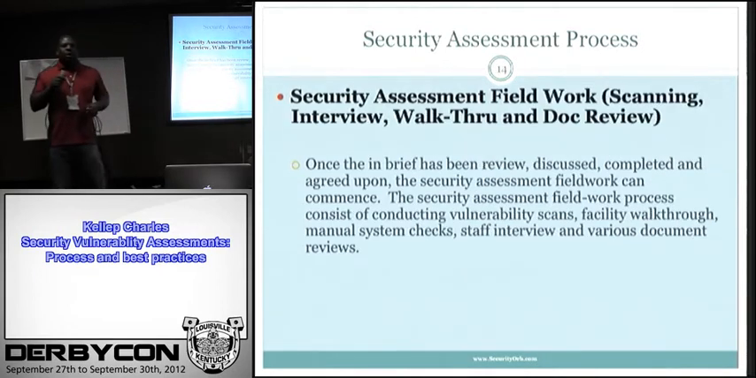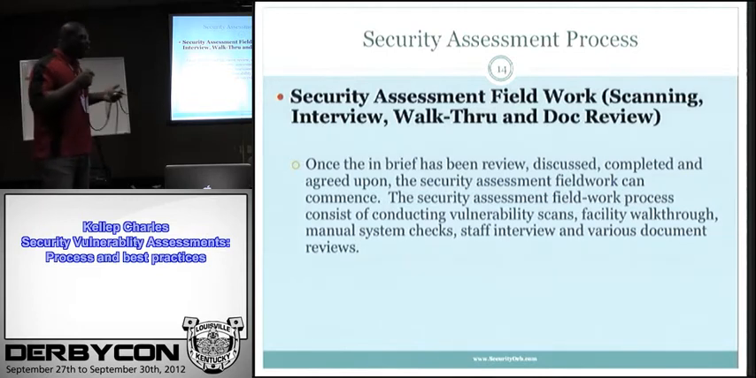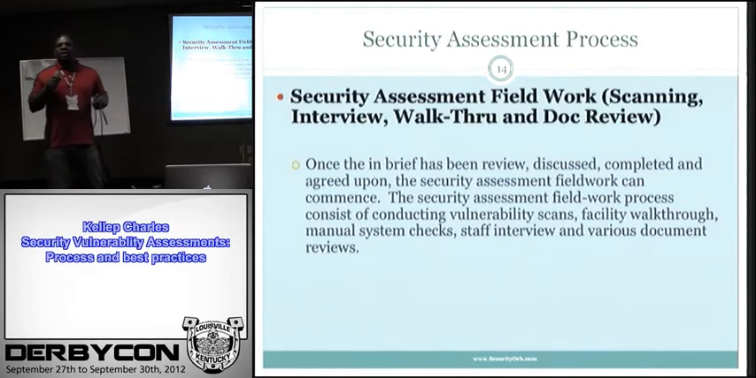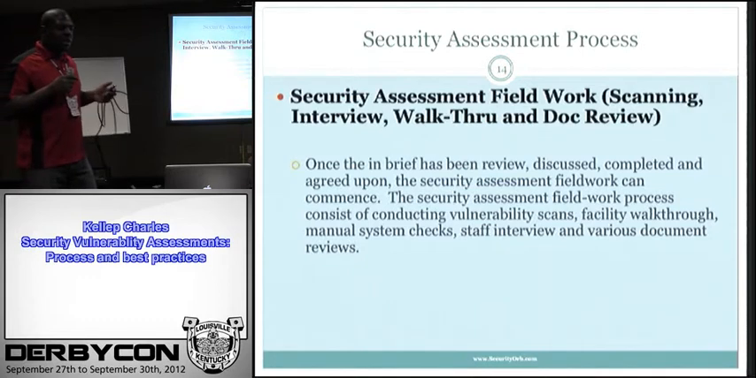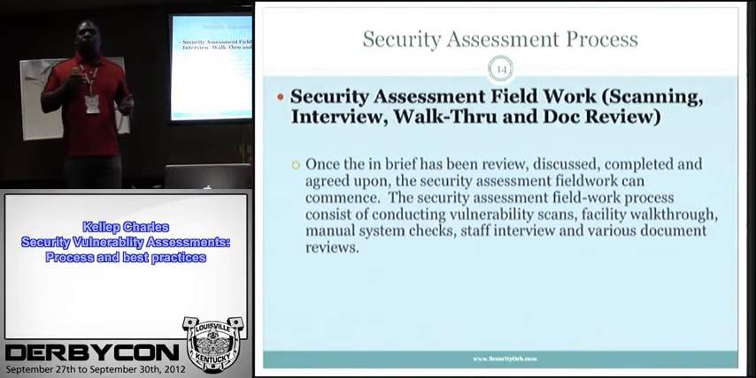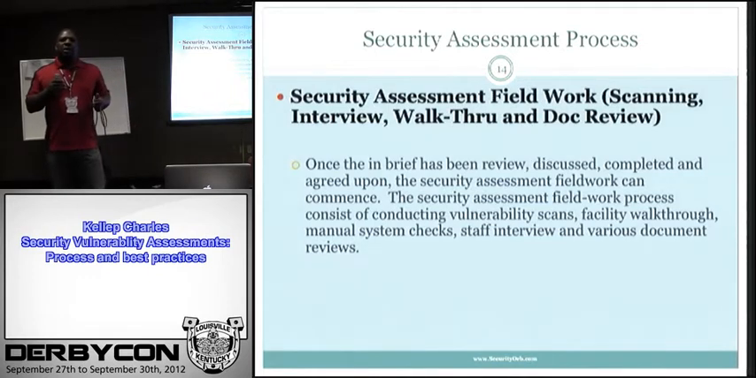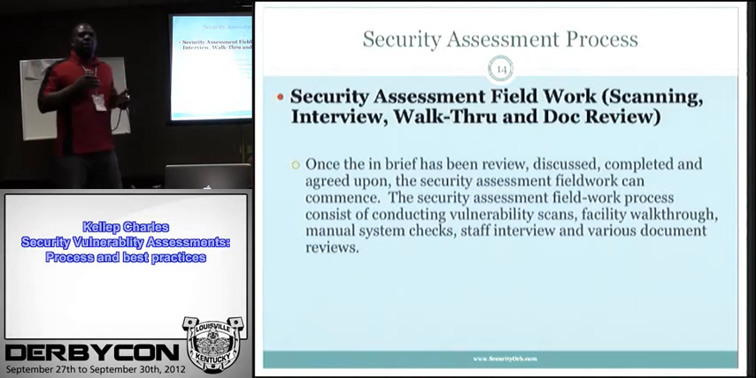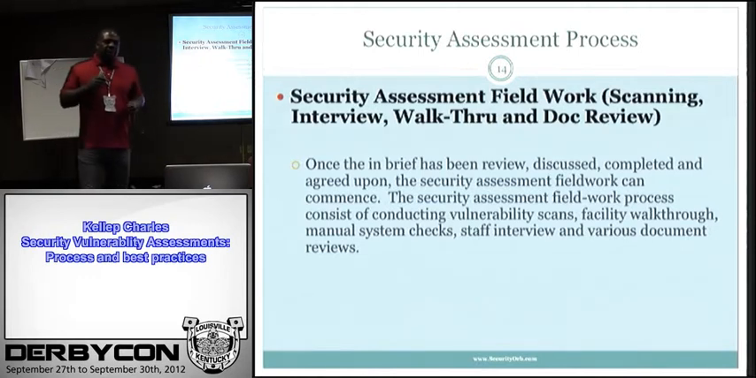As for the field work, this is where the real work is done. Most of the time when we go into a facility, we do about 2 scans. We do what you call an initial scan of the network. We get the results, sit down with the system administrators and go over the results. We give them, depending on the amount of the results, maybe 1 or 2 days to fix the problems. Once the problems are fixed, we'll do a final scan and take that information.